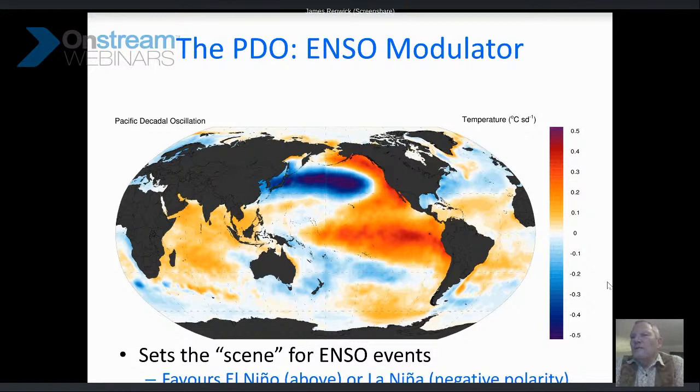So when this PDO feature looks like this, when it's positive, so-called, where it's warm in the Eastern Pacific, it becomes easier for El Nino events to occur. So when you have this positive PDO, you tend to get more El Nino events, and they have certain effects on the wave patterns across the South Pacific and certain effects on the sea ice.